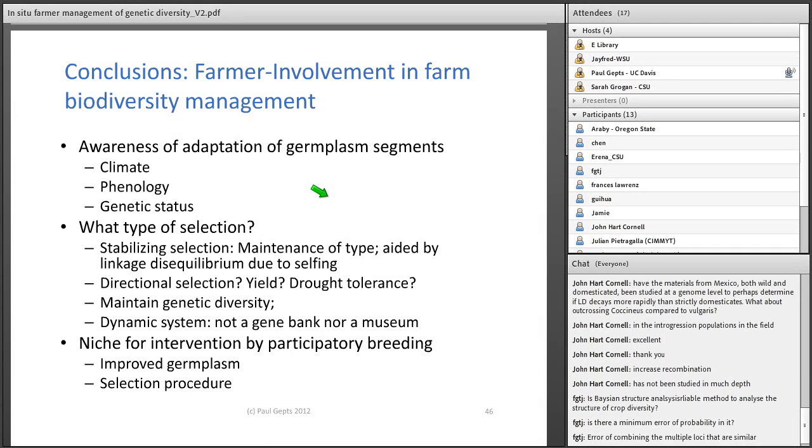Is Bayesian structure analysis a reliable method to analyze the structure of crop diversity? Are you talking about, well, I think it is, I would say. And in beans, you have to realize that we had prior results before running structure. And what structure has done is just confirm what we knew before.